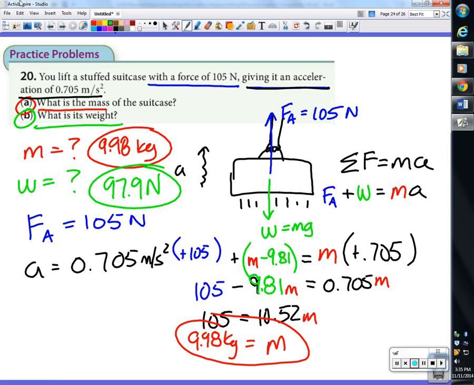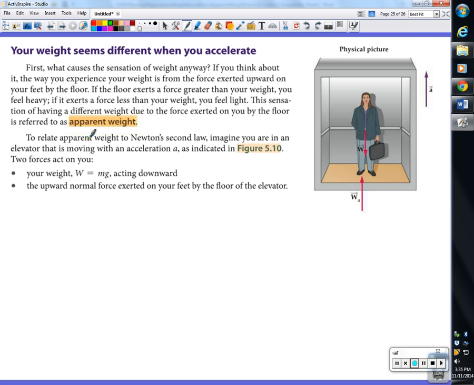The last part of this portion of section 5.2 deals with vertical acceleration. When we draw a free body diagram, the first force that we're going to put on it in almost every situation is the force of gravity, the weight of an object. And that force of gravity within a reasonable distance from the surface is going to remain constant.